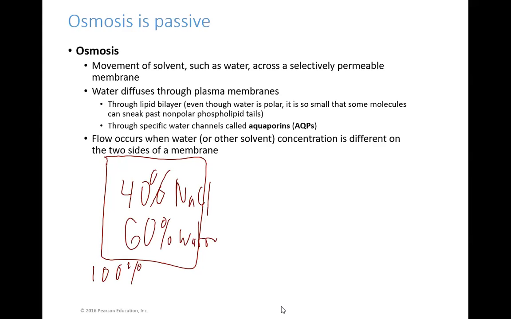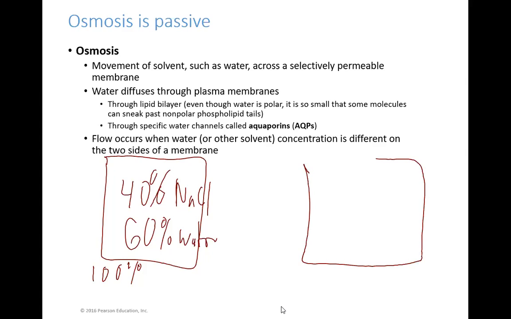As long as you know the percentage of the solute, 40% salt, 40% glucose, 10% glucose, 20% glucose, 5% salt, whatever the solute is, subtract that from 100, and that'll tell you the water percentage. So if it's 40% salt, it's 60% water, because it still has to tally to 100. So you have a beaker with 40% salt, 60% water.